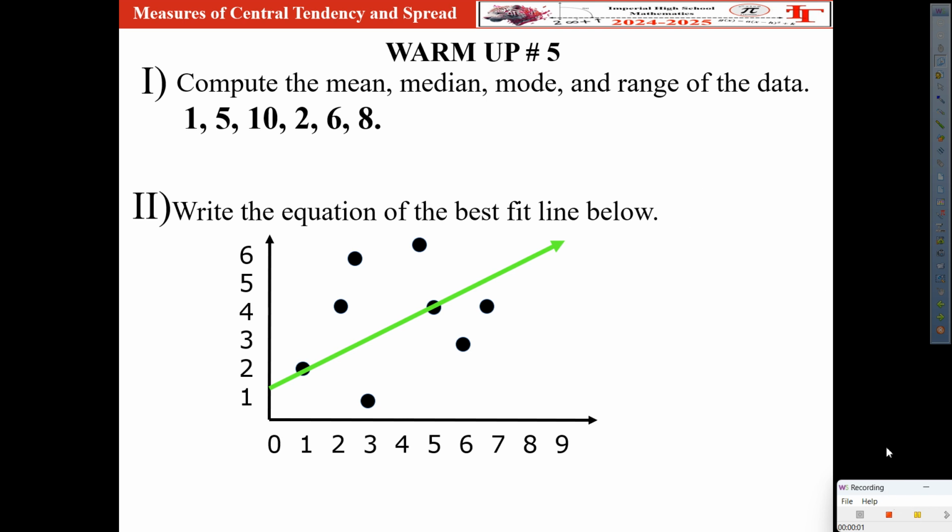How's everybody doing? Good? Day 5? Not bad? It was a little cooler today, by the way. I was like, let's go, right? Yeah, we're getting there.